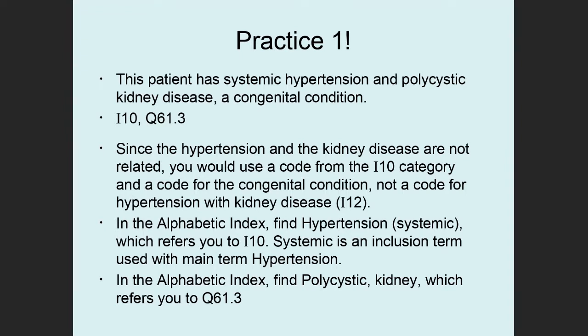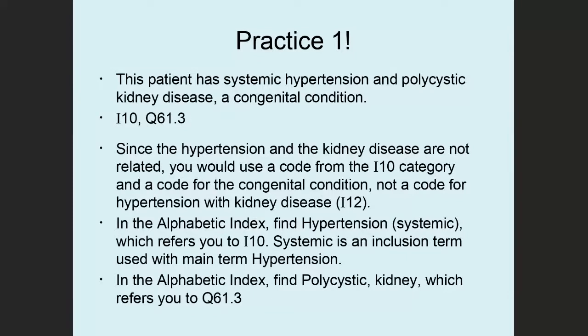So the answers are I-10 and Q61.3. Since the hypertension and the kidney disease are not related because the polycystic kidney disease is congenital, I'll use a code from the I-10 category and a code for the congenital condition, not a code for hypertension with kidney disease, which would be I-12. So how do you find this?